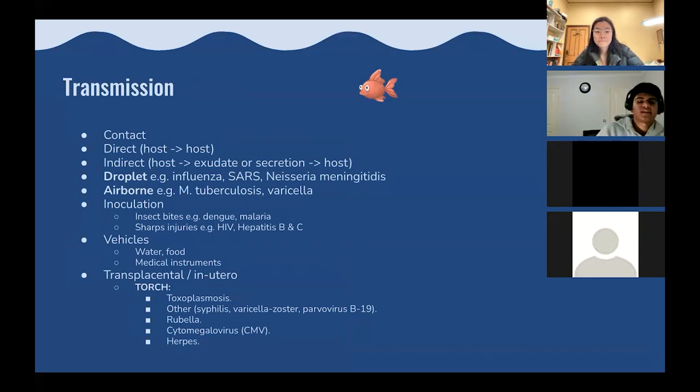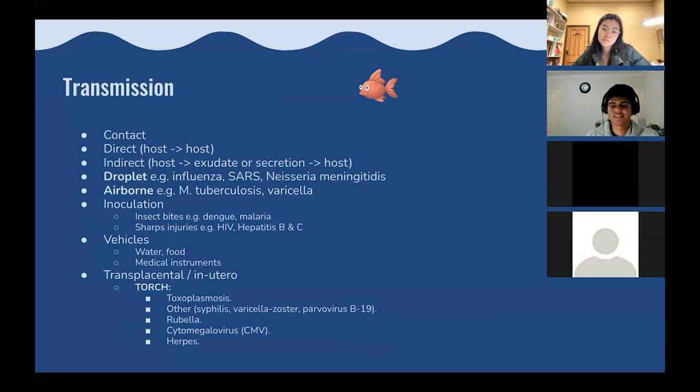You can transmit a disease through contact, which is direct, which would be host to host, or indirect, which would be maybe you've come into contact with a secretion, like if someone sneezes on you and you've got their snot on you, which doesn't sound very pleasant, but that's an example of indirect. Droplet is when the pathogen is in the air in the form of a droplet. Airborne means it's literally just in the air and it's very easy to spread. Those are the worst diseases when you have outbreaks because they're very hard to control. It's really important to understand which diseases are droplet and which are airborne because that is also assessed.